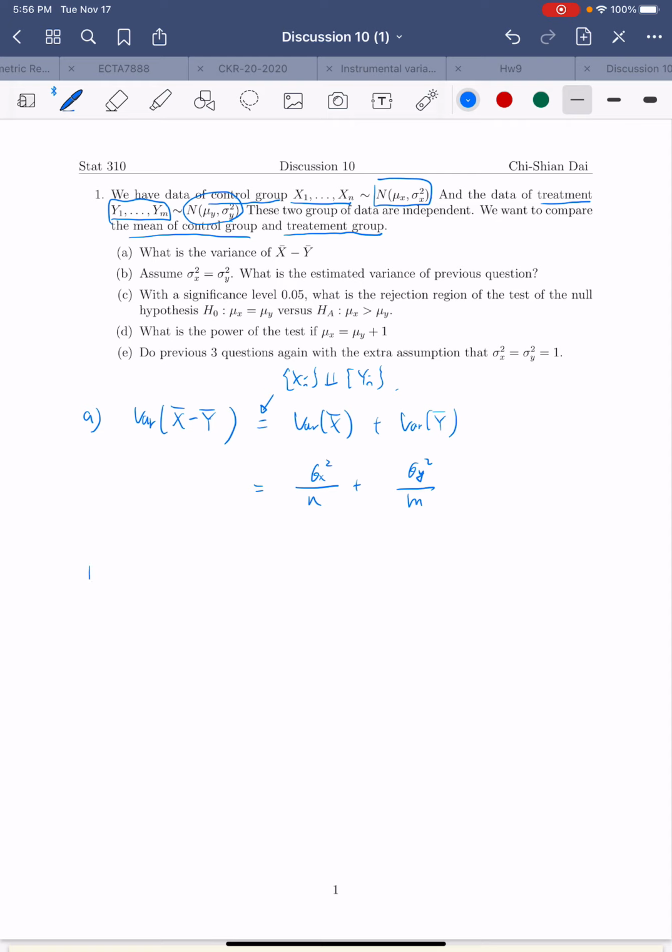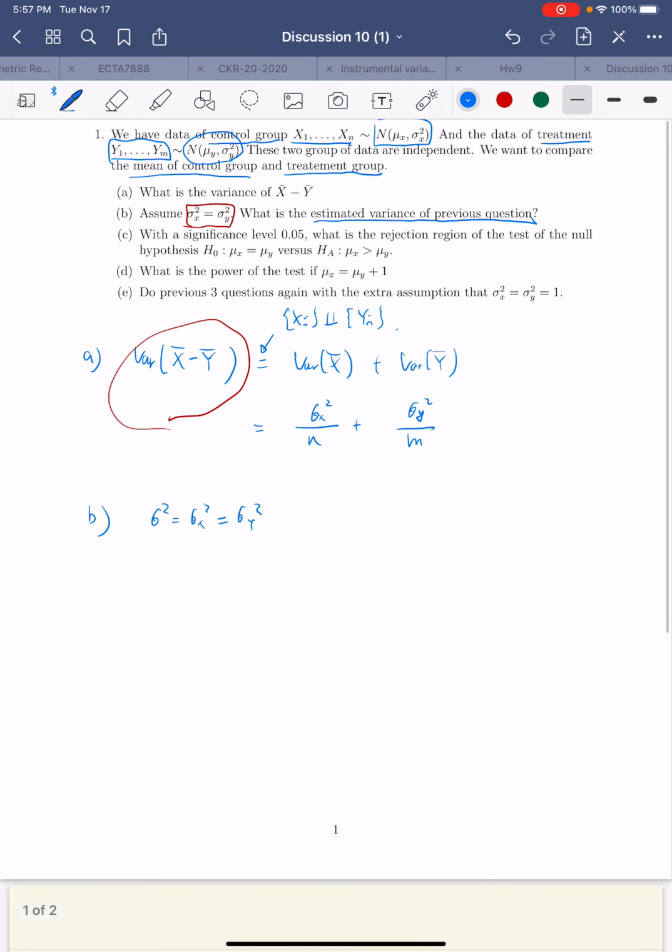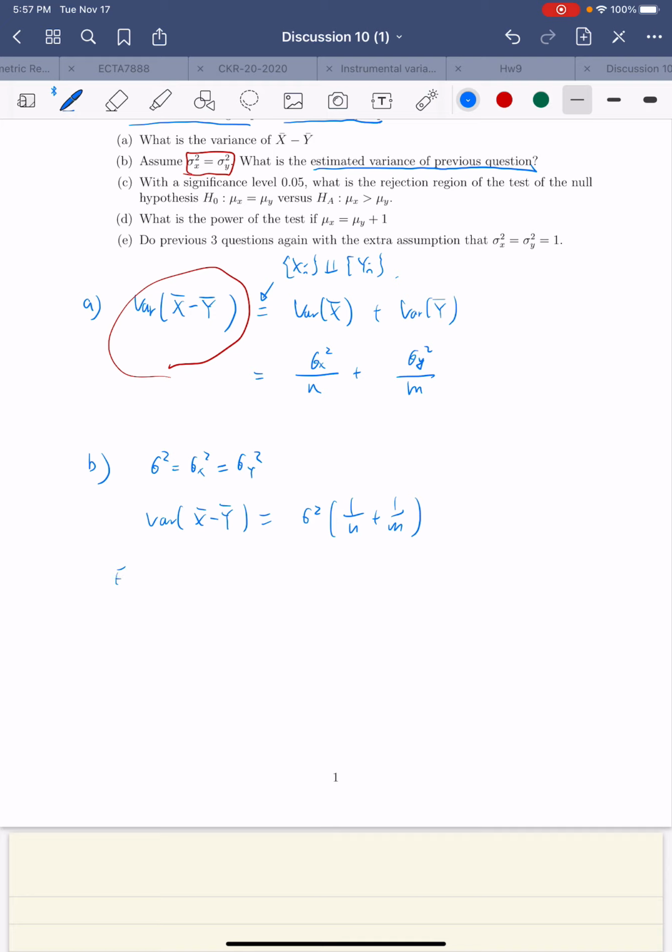And in B we want to find how to estimate the variance of the previous question. So how to estimate this? And we have the additional condition that the variances are the same. So we can let sigma X square equal sigma Y square. And so the variance of S bar minus Y bar is equal to sigma square times a constant. So now we only have to estimate the sigma square. Okay.